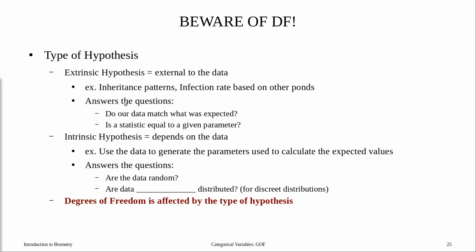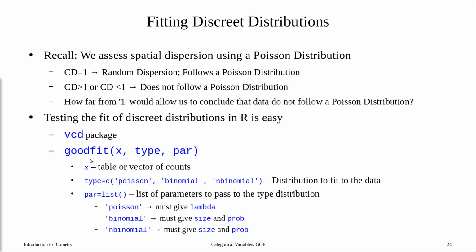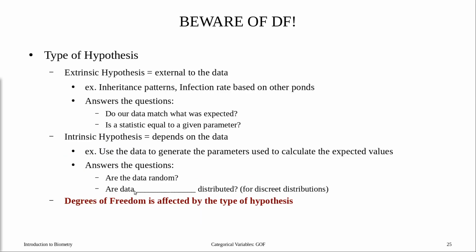But what happens if we just ask the question, is our data random? Do our trees follow a Poisson distribution? Meaning, are they randomly distributed across the landscape? Well, we didn't have a lambda, which means we're going to have to calculate lambda from the data itself. That's our intrinsic hypothesis part. We had to calculate lambda from the data in order to generate our expected counts. When we do that, we can't use the output from this goodfit function because R doesn't know that we generated lambda from the data. So R is not going to adjust the degrees of freedom.